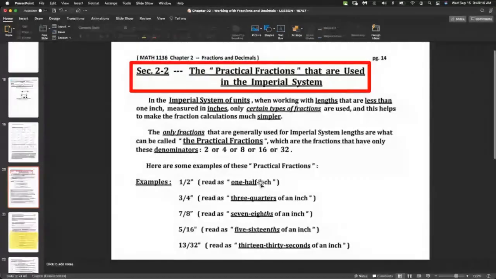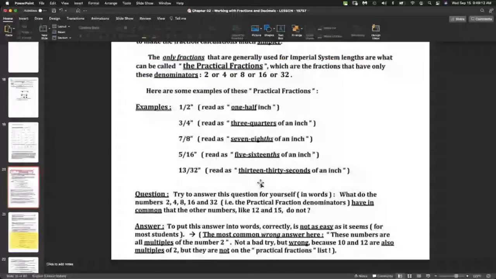Okay. So it's very, very important that you know fractions out of 2, 4, 8, 16, and 32, especially in the imperial system when you're reading measurements.